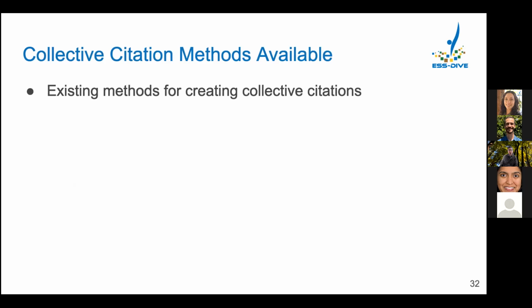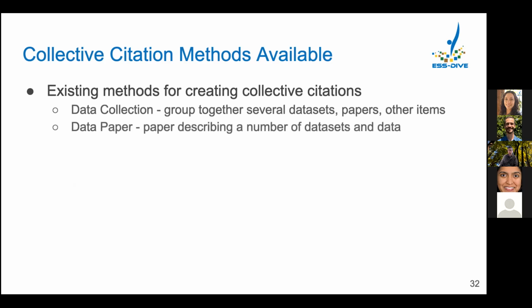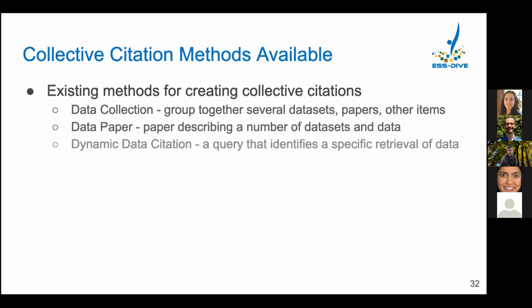So there are many existing proposed methods for creating these collective data citations. One is a data collection. That's to group together several data sets, papers, and other things into a grouping and then give it a DOI, where any group could decide to make a collection and give a DOI. There's the data papers, which we already talked about.